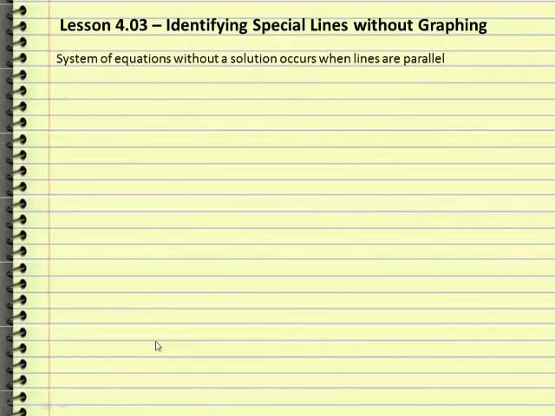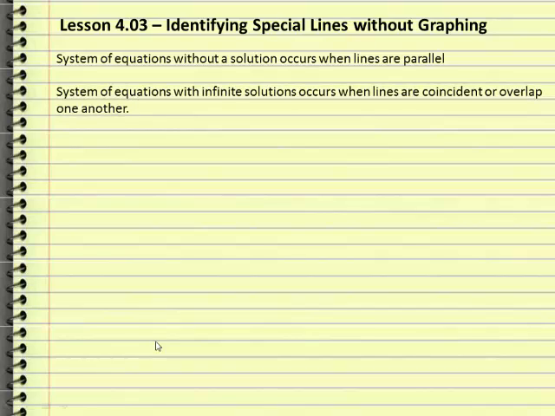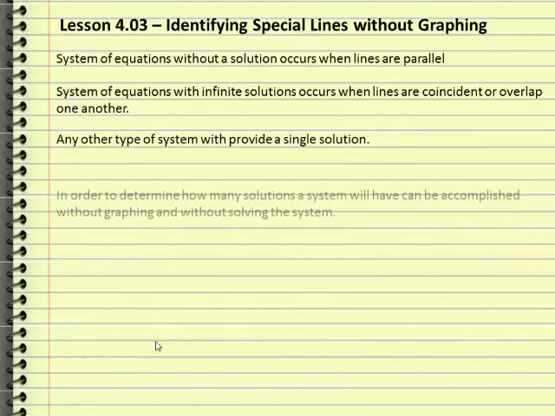A system of equations without a solution occurs when the lines are parallel. A system of equations with infinite solutions occurs when the lines are coincident, or they overlap one another. Any other type of system will provide a single solution.